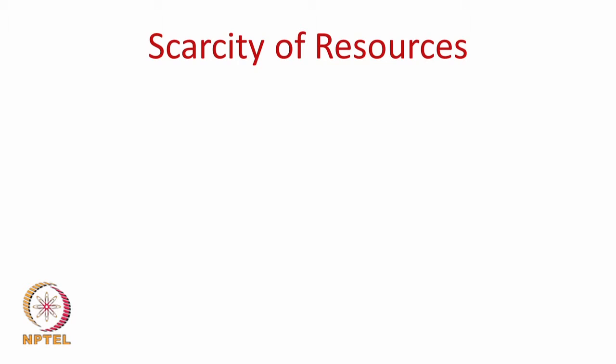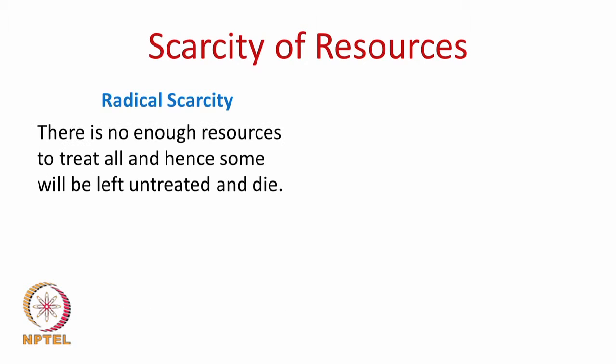Now, when you focus more specifically on the scarcity of resources, there are two ways in which we can understand this concept. There is something called radical scarcity, where there are not enough resources to treat all, and hence some will be left untreated and some will unfortunately die. This will happen because there are not enough resources. A country may lack them, or humanity as such may lack them. Certain resources are finite. We do not have infinite resources.